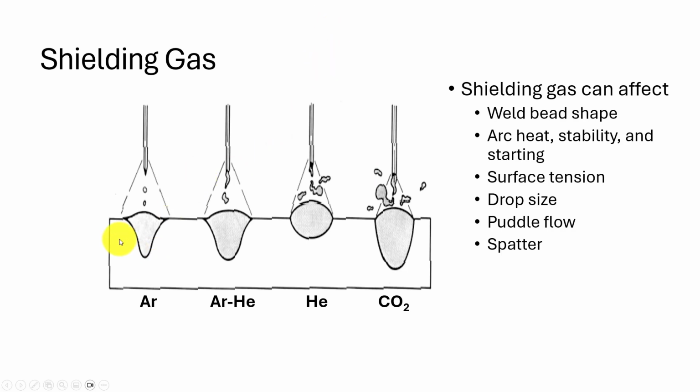A lot of times we use argon. That's going to have a narrow type but fairly good penetration. The best gas I like for deep penetration is going to be the CO2. It's going to have really deep, robust penetration. It's going to have splatter though.